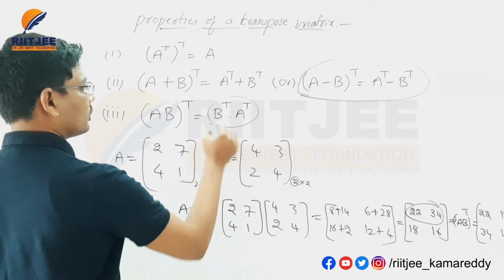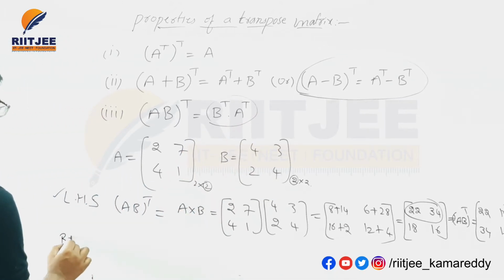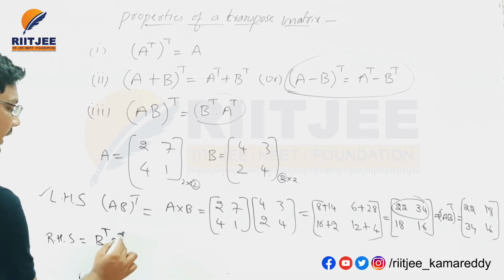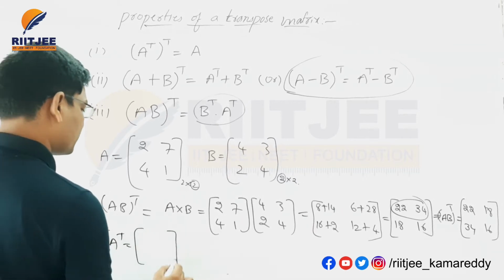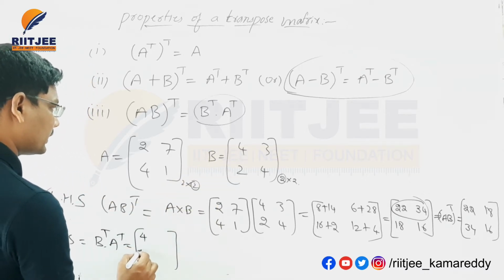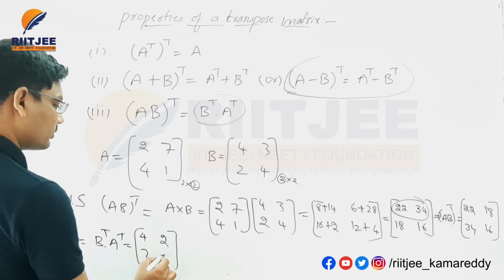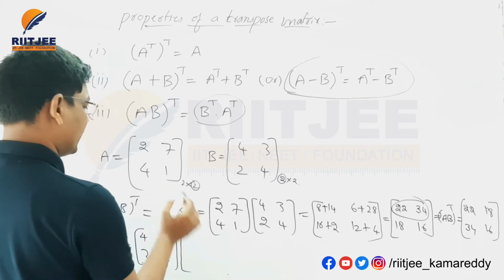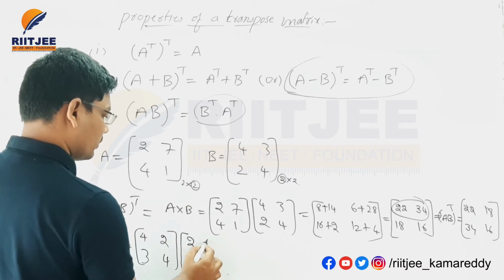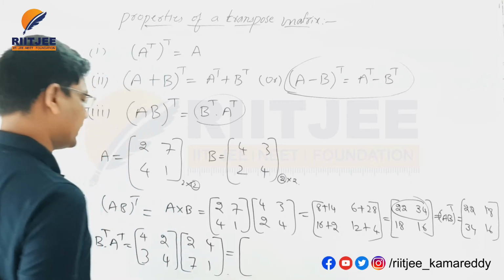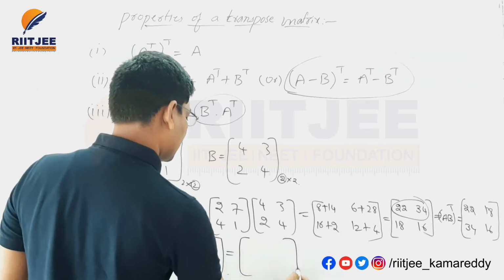Now we should go to RHS. RHS is nothing but B transpose into A transpose. First write B transpose directly. Here B is 4 3 2 4. I am writing B transpose directly: 4 2 3 4. This is the transpose of matrix B, and I am writing the transpose of matrix A directly, 2 4 7 1, and multiplying these two matrices. Directly I am multiplying, listen carefully.